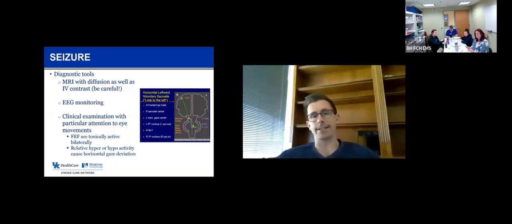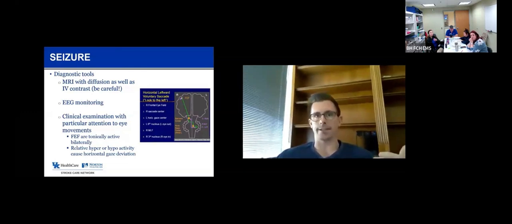If they have right-sided dysfunction and their eyes are also to the right, that would raise the possibility of either a seizure or a brainstem stroke or another sort of false localizer. So that's part of the sort of diagnostic assessment we're doing in these folks to make this distinction.